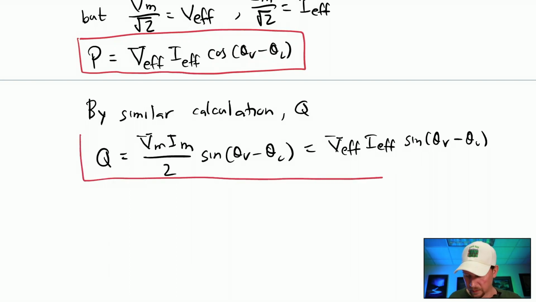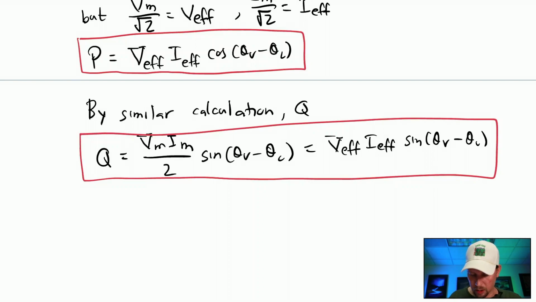So depending on what you're actually given in the problem, it might be more convenient to use the amplitude of something, or you can just go back to the RMS or effective value of something and then do similar power calculations. And we'll talk more about this in other videos.